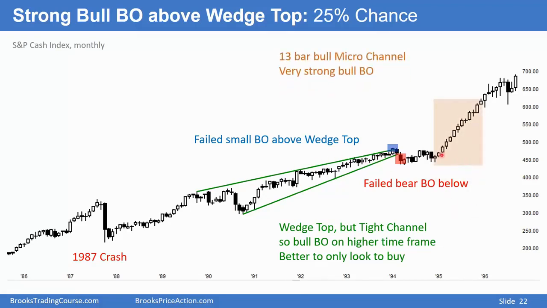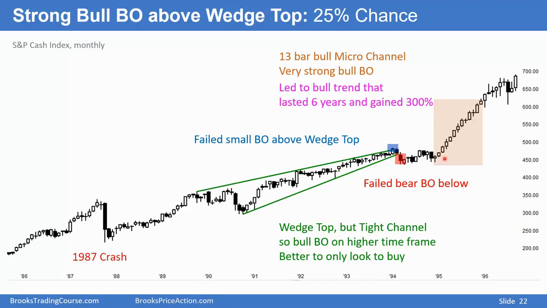At some point, after maybe 3 or 4 bars, you have to decide the bulls have won and that we're going to get some kind of a measured move up, which we did. We have a 13-bar bull microchannel on a monthly chart. That is incredibly strong. It led to a bull trend that lasted 6 years and gained 300 points.